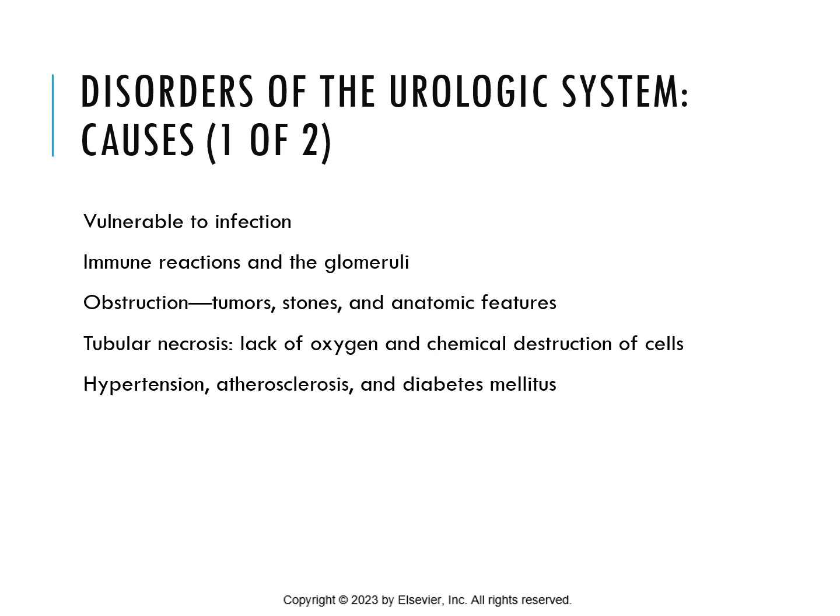Tumors can form in the bladder, ureters, or kidney and interfere with normal function by altering cell structure or impeding urine flow. Tubular necrosis can be caused by a lack of oxygen or bacterial or chemical destruction of cells, which affects the functional ability of the nephron and decreases kidney function.